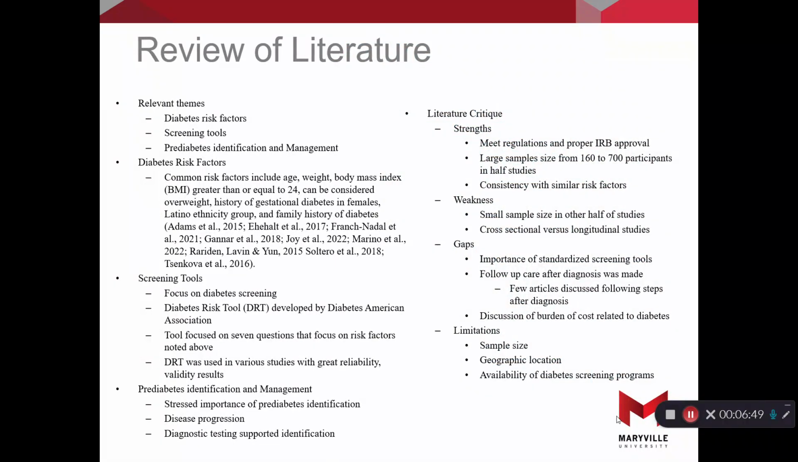So now we're going to go into detail and just briefly discuss the review of literature. So there were several different articles that were researched, but 10 of them were analyzed for this. So relevant themes that were noted through these were 3 different ones: diabetes risk factors, screening tools, and diabetes identification and management. So diabetes risk factors, some common risk factors included age, weight, body mass index greater than or equal to 25, which could be considered overweight, history of gestational diabetes in females, and Latino ethnicity groups, and a family history of diabetes.